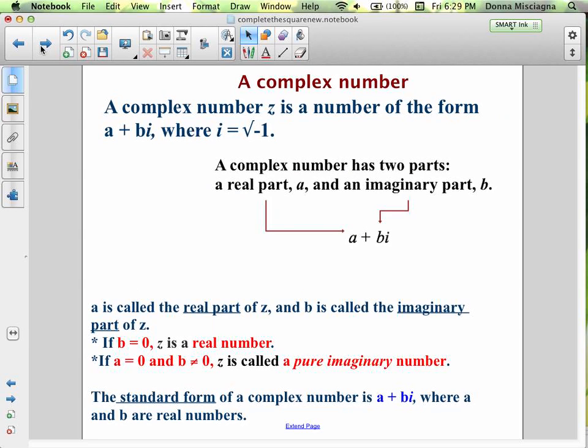A complex number, z, that's the symbol for complex number, R is a symbol for real number, is a number of the form a plus bi, where i is equal to the square root of -1. So a complex number has two parts, a real part a and an imaginary part b. So a is called the real part of z, and b is called the imaginary part of z. If b equals 0, then z is a real number. So I'd like you to put this in your notes.